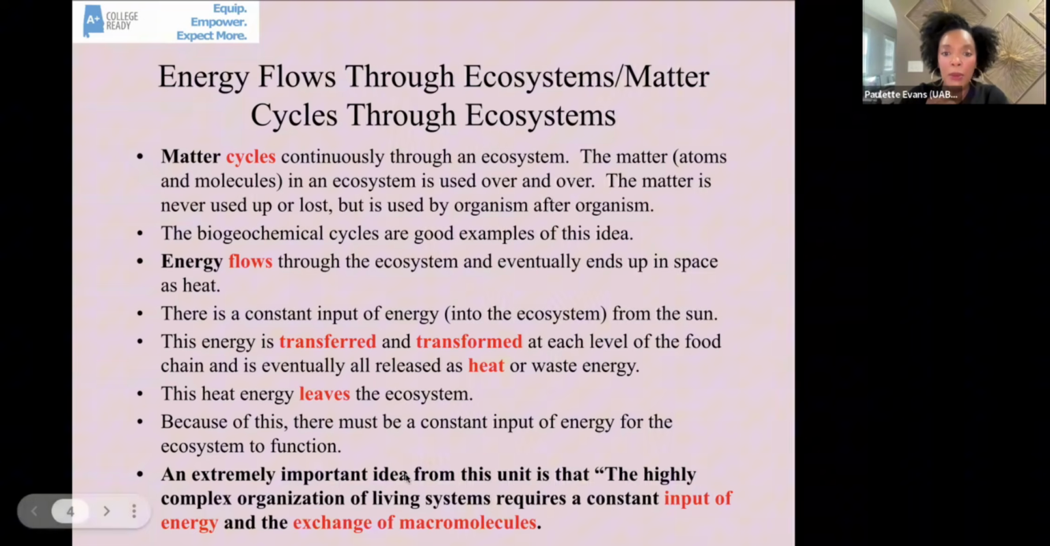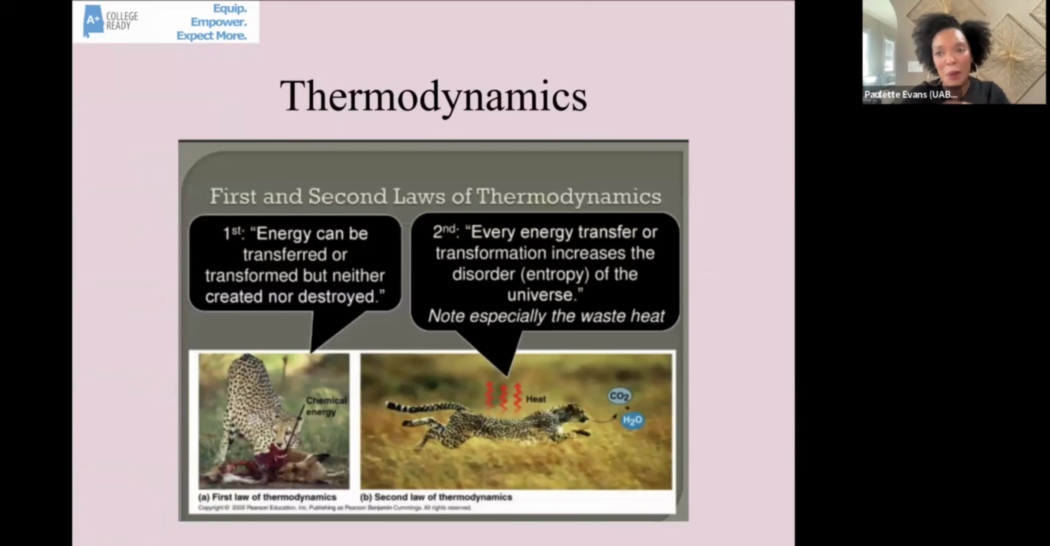All right. An extremely important idea from this unit is that the highly complex organization of living systems requires a constant input of energy and the exchange of macromolecules. And I named the big three classes that will be important and central to these conversations around photosynthesis and cellular respiration: sugars, proteins, and lipids. Thermodynamics. Okay. Those are very connected to what we were just talking about with the food chain, food web, and then the content slides we just looked at.